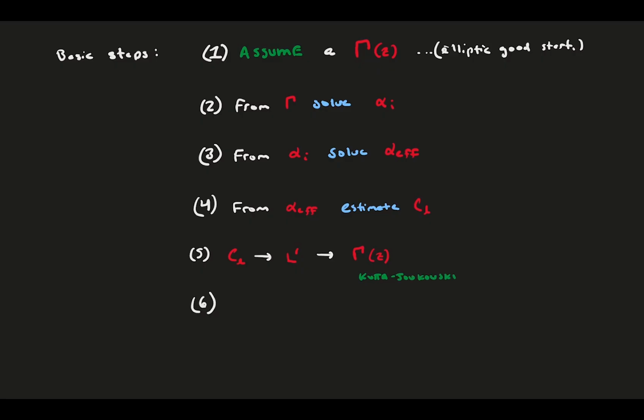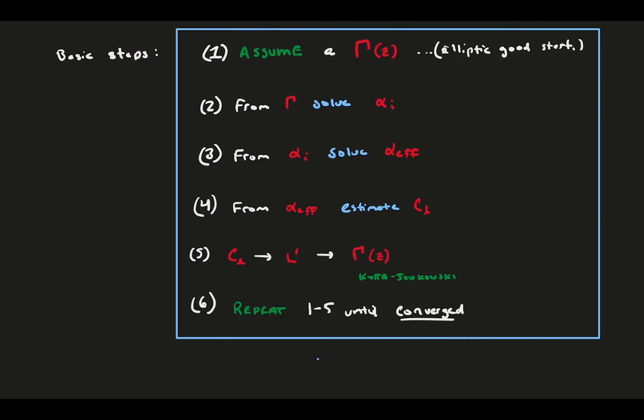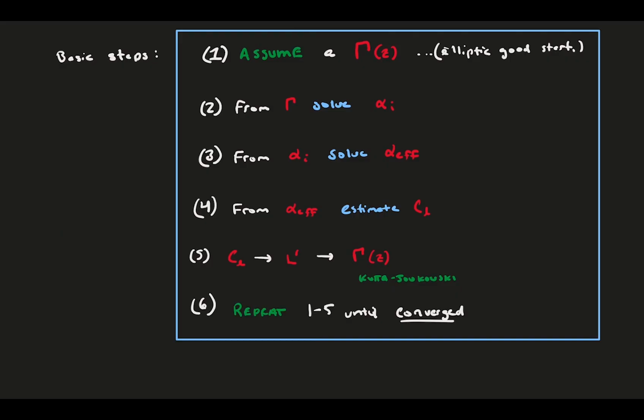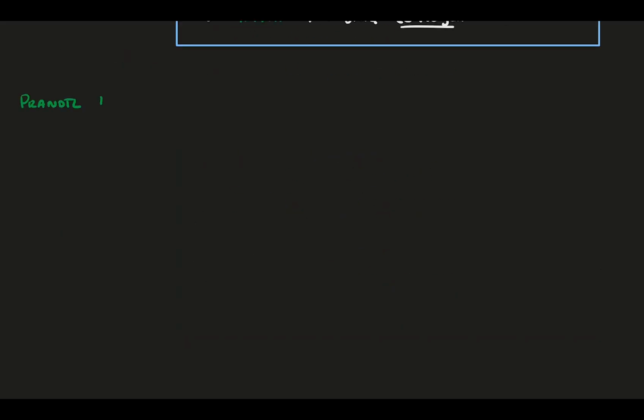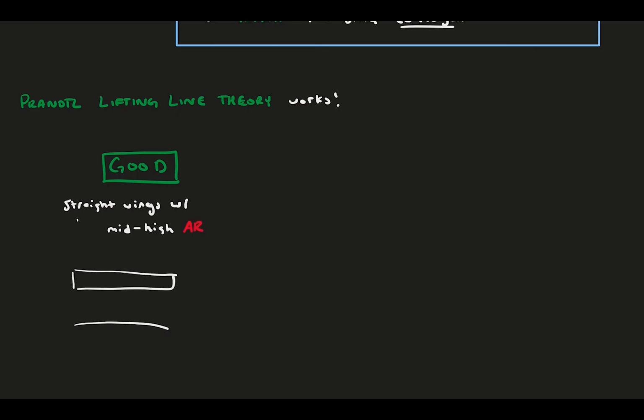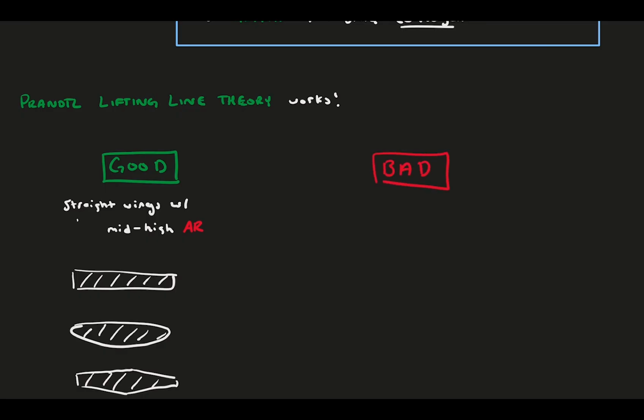Check that gamma against your guess. If it's different, you can repeat steps 1 through 5 with the new gamma distribution, and you will repeat them until you get convergence. This will settle on the real gamma value for your wing, which you can then get your lift and drag characteristics from. It turns out this theory works fairly well for a wide range of applicable foils. It's good to use if you have a straight wing with moderate to high angles of attack, and this covers a surprising amount of aircraft today. However, if you have a more aggressive aircraft, it might not be so useful.